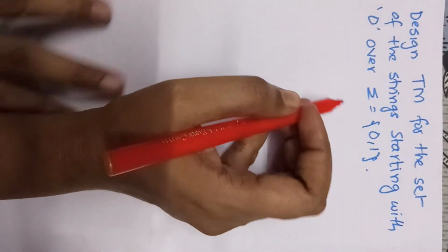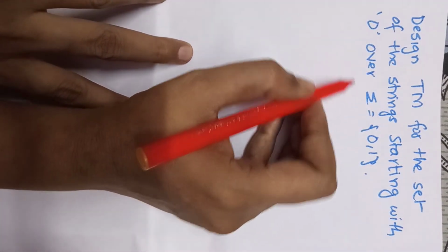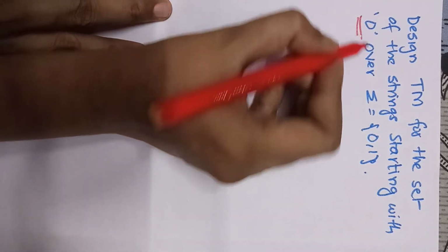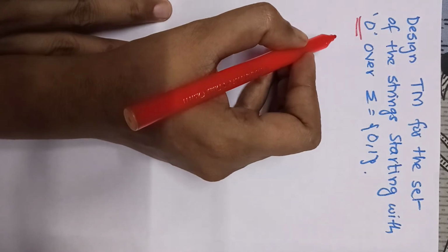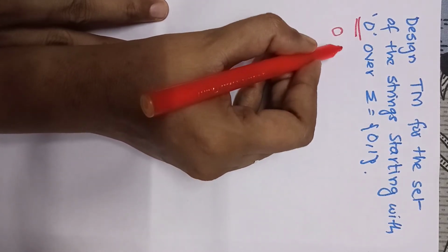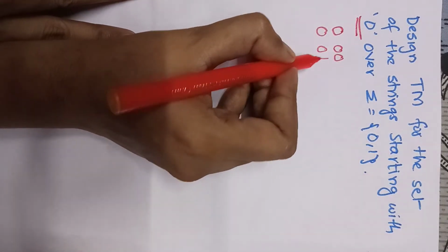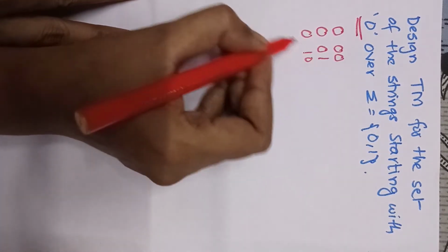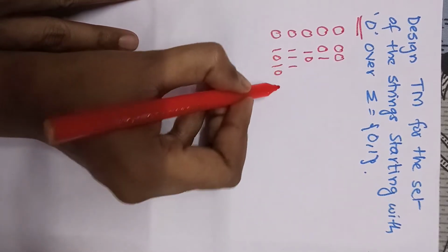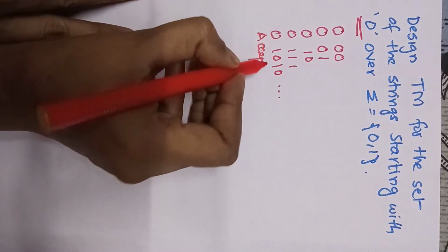So today we are going to design the Turing machine for the set of strings starting with 0 over the sigma equal to 0, 1. Now first of all we will consider all the possible strings starting with 0. So all the possible strings are 0 followed by the same symbol 0 0, then 0 followed by 0 1 0 1 0 0 1 1 1 0 1 0 1 0 like that and so on. These are some acceptable strings.